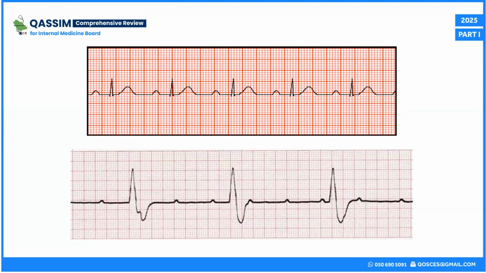There's clearly a P wave, then there is a QRS complex. But the PR interval is kind of prolonged. It is more than 0.2 seconds. Any prolonged PR interval indicates a form of block. In the first one, this is a first degree heart block, while in the second one, this is a complete heart block. There is no clear association between the P waves and the QRS complexes.